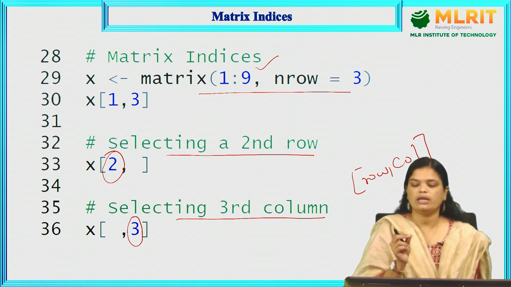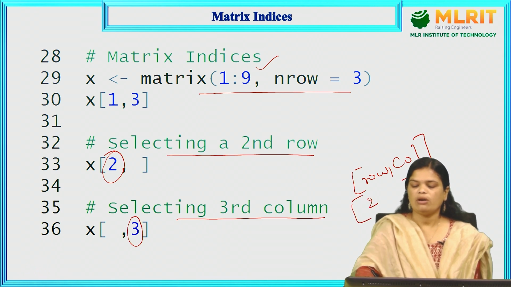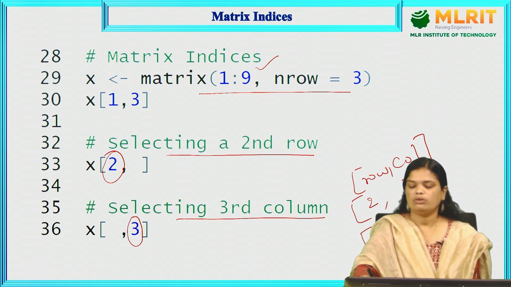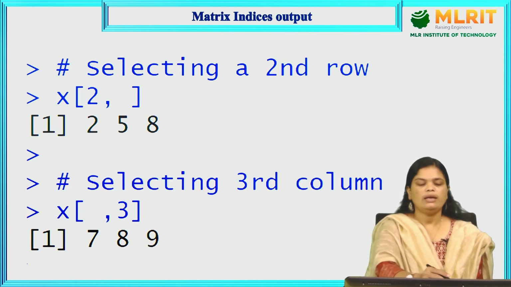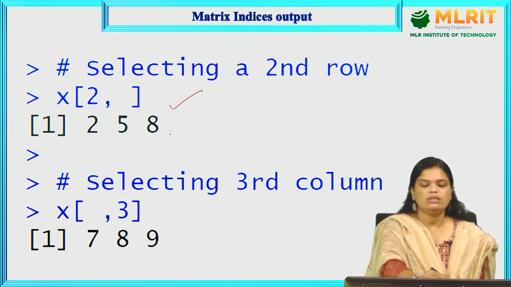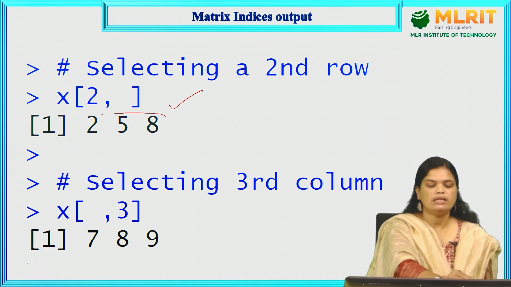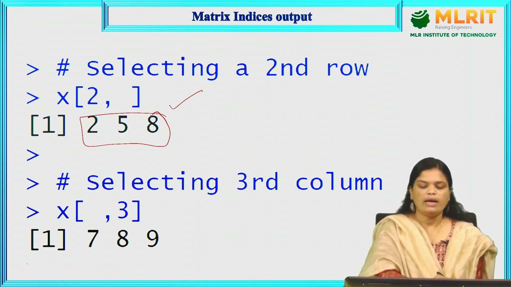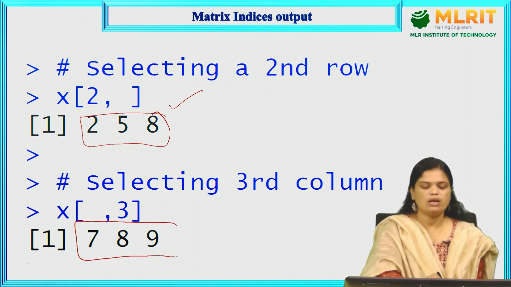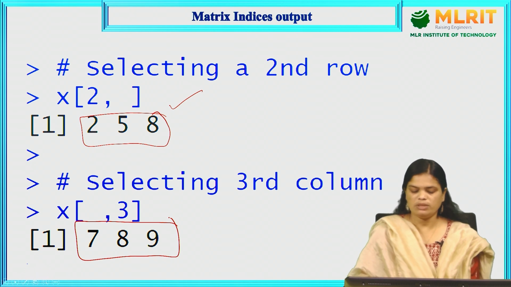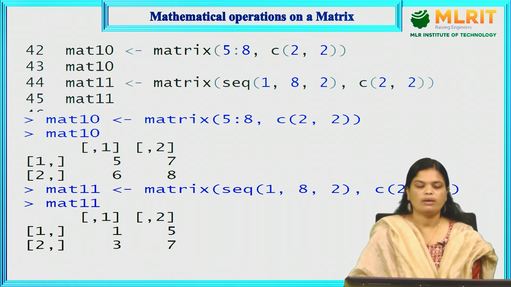You want the second row. In the row index, you have to specify the second row. In the column, you want the first column to be printed. So you have to specify it as 1. Here, selecting the second row, this is the output. You have selected a single row here. And selecting the third column, this is the output. You have specified only the third column.